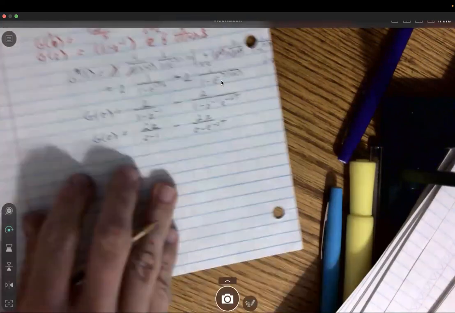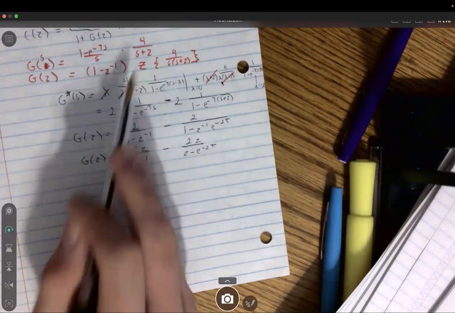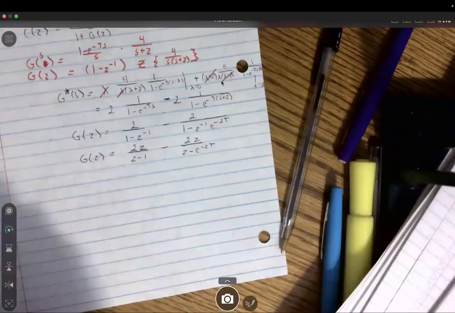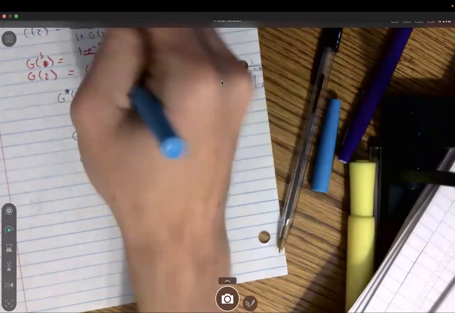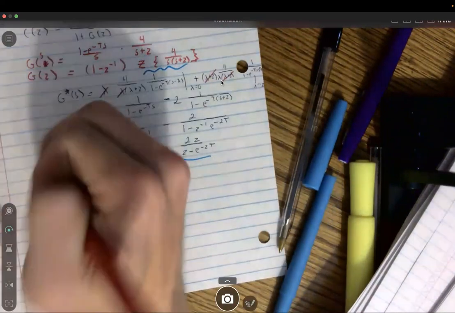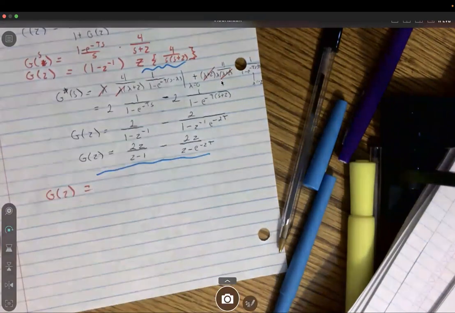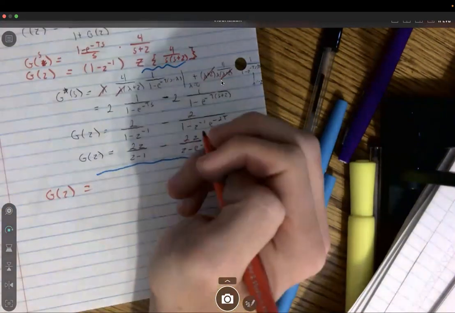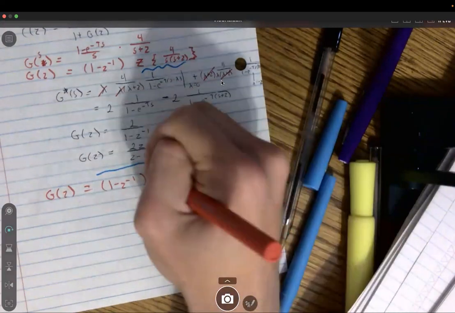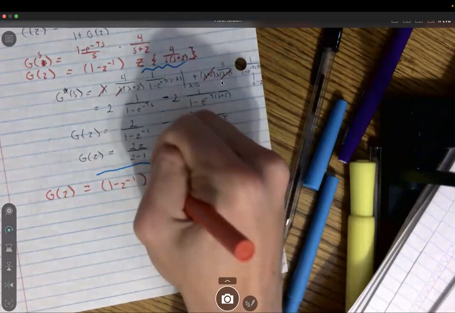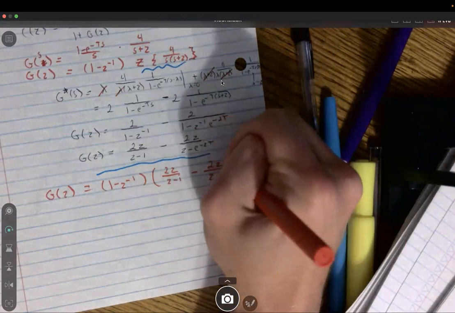Okay, now that we got that, we found the Z transform of this part of the equation. So right now, we only found this. So we multiply by the 1 minus Z to the negative 1 here. Sorry, I should probably use a different notation, but that's what he just taught us originally. So 1 minus Z to the negative 1, and then we have 2Z over Z minus 1, minus 2Z over Z minus e to the negative 2T.